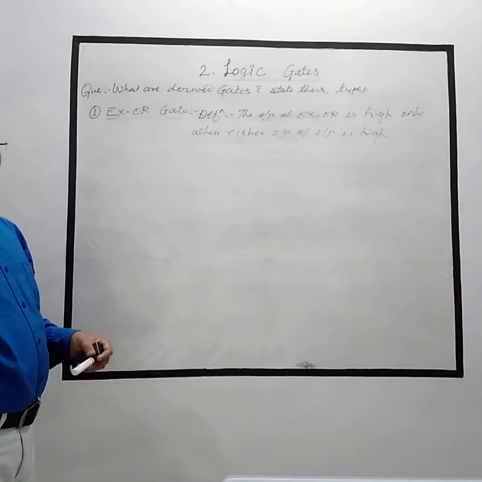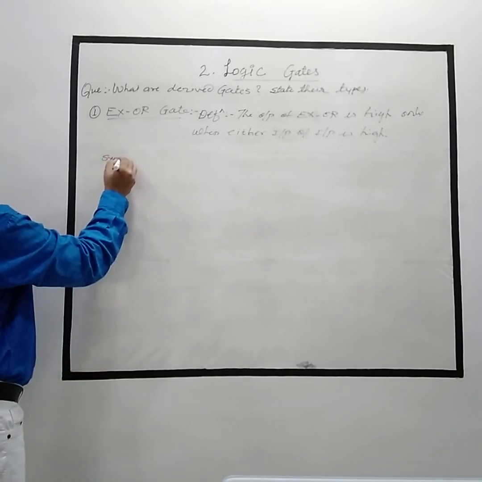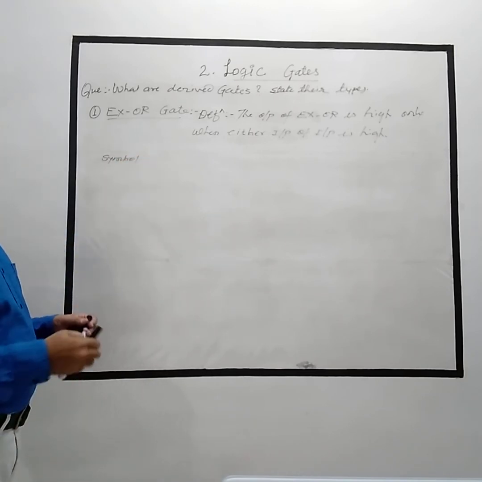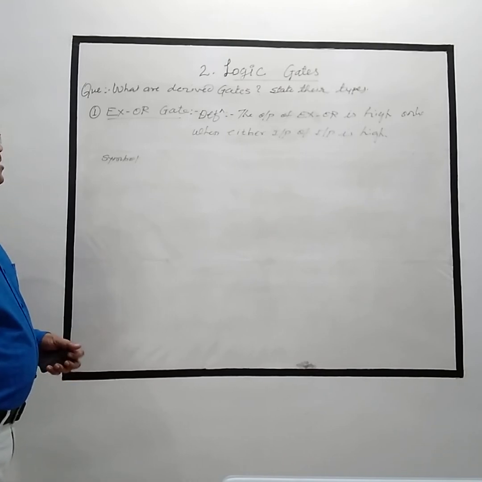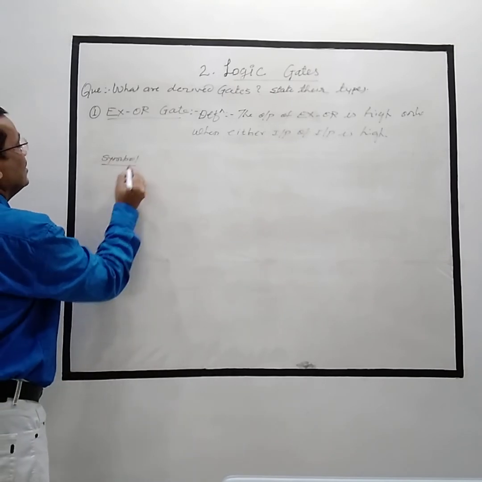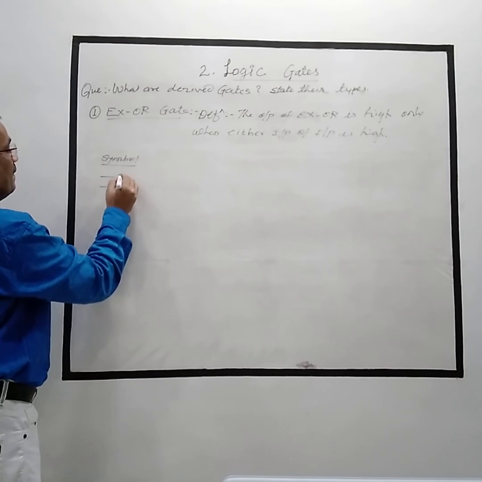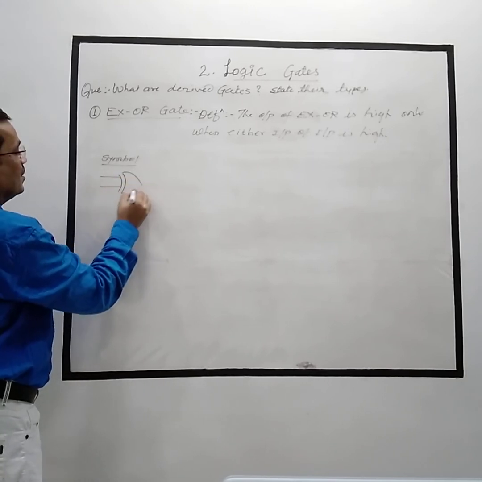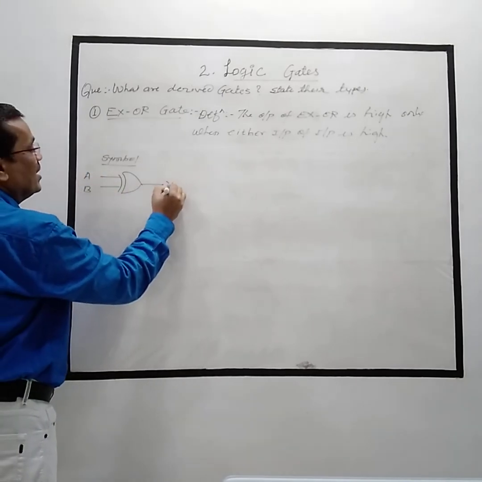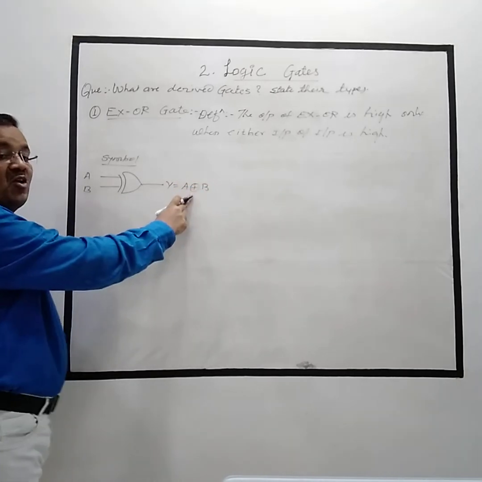So what is the symbol and Boolean equation? The symbol will be like this because it is constructed by using all the basic gates. Its symbol is the XOR gate. Here A, here it is B, and Y is equal to A XOR with B. This is the symbol of XOR.